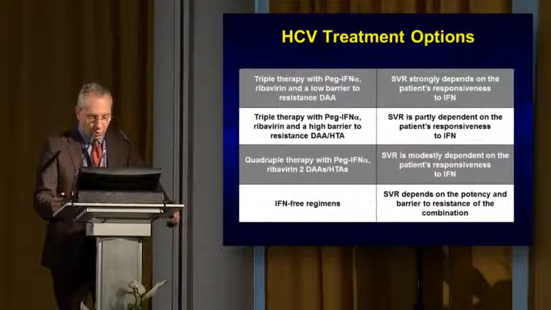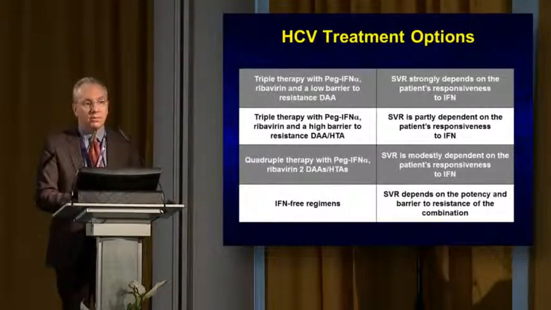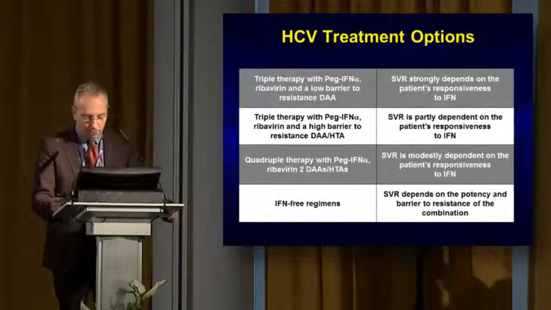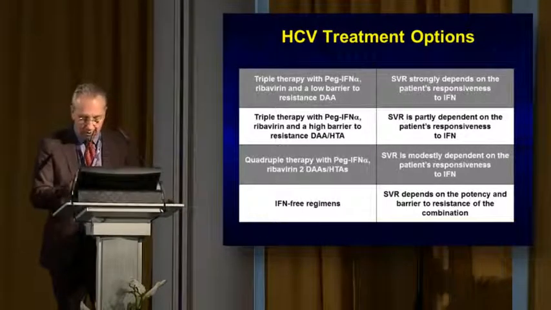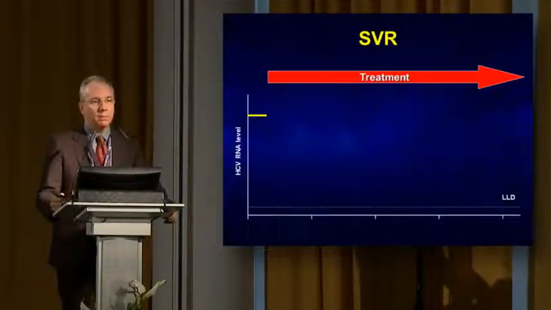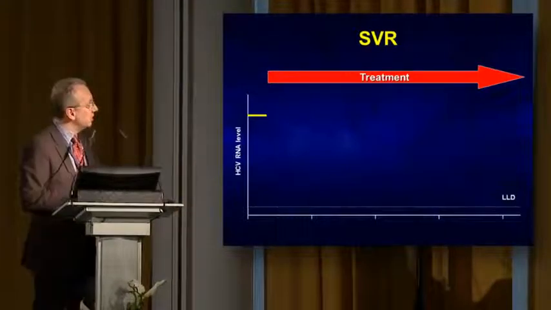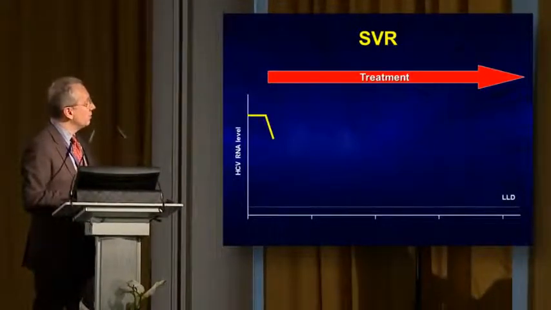You know that all oral interferon-free regimens, by definition, do not use interferon. Therefore, the response at the end is not dependent on the patient response to interferon. It depends on the potency of the drug and the barrier to resistance of the combination. And if we try to make things very schematic, when you treat patients, it's very easy to achieve an SVR, theoretically. You must block virus replication.